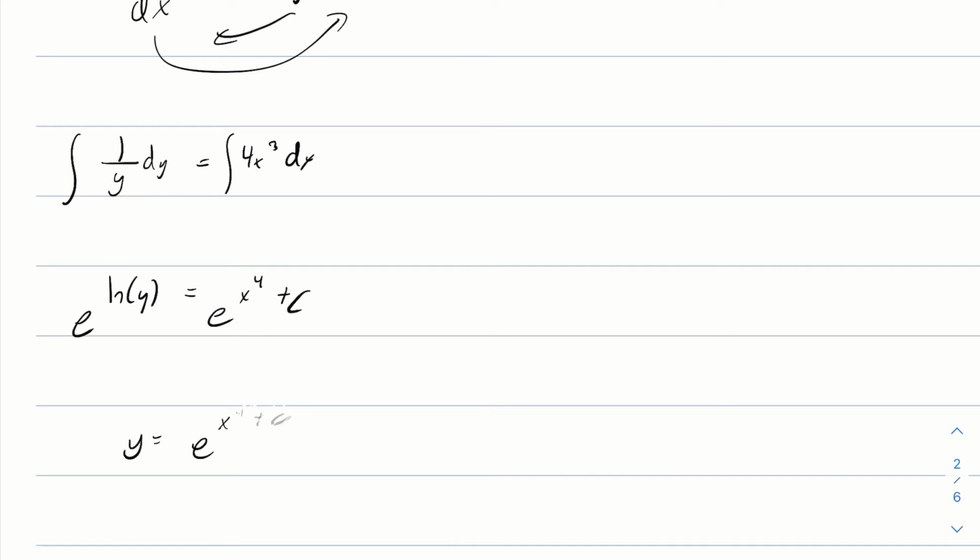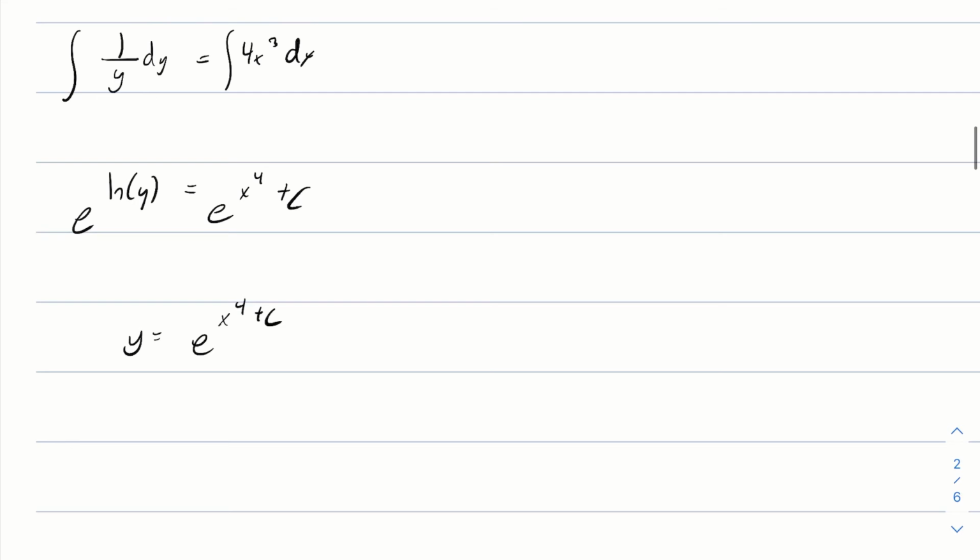Wow, that is bad handwriting. But we can also rewrite this as y equals k e to the x to the fourth. And the k comes from this: you take the exponent right there, and by the rules of exponents you can write this as e to the x to the fourth times e to the c.